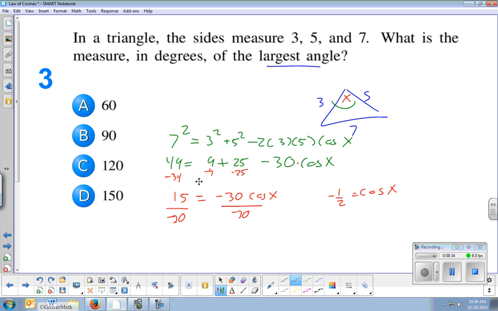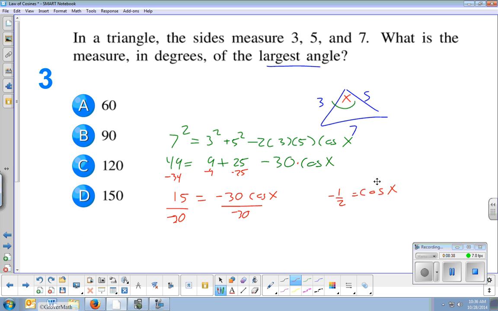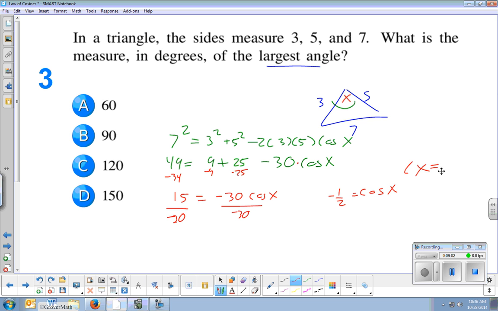But unlike this problem where what I wanted was the cosine ratio, this time I actually want the angle. And so I'm going to have to do in my calculator the second cosine of negative 1/2 to get an angle measurement. We always do inverse functions, the second functions, and we get 120 degrees as our final answer.